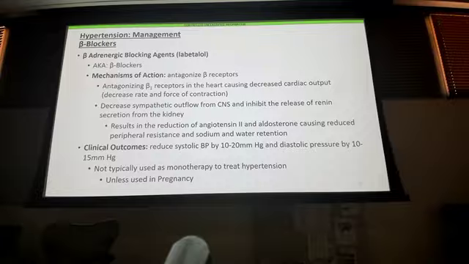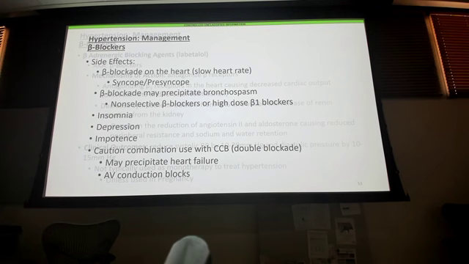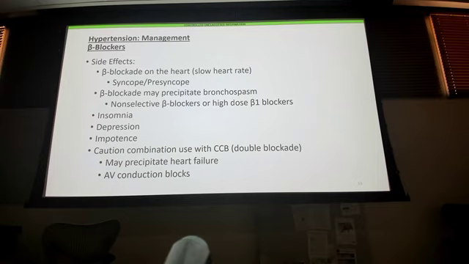And it could affect their blood pressure up to 10 to 20 millimeters of mercury. So that can have a profound effect. But it also has a very profound effect on lowering heart rate. Which means then it can set them up for having syncope or presyncopal episodes.